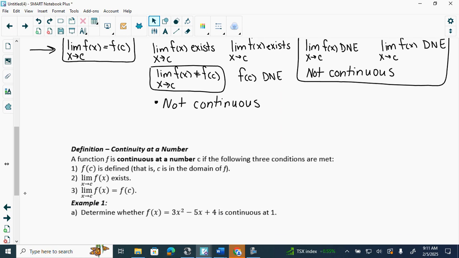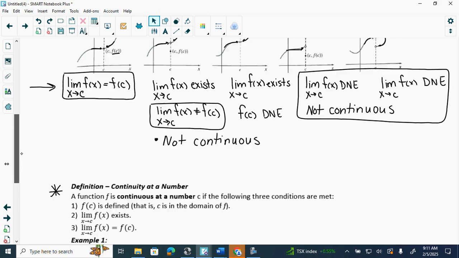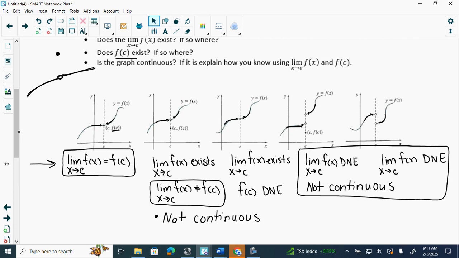So here's our definition for continuity. A function f is continuous at a number c if the following three conditions are met, and these three conditions have to be met. F of c is defined, so that means you actually have a coordinate, a closed dot, at that x value, correct? Whereas up here, I had a limit, but I didn't have a closed dot at c, correct? I had an open dot, so the f of c didn't exist.